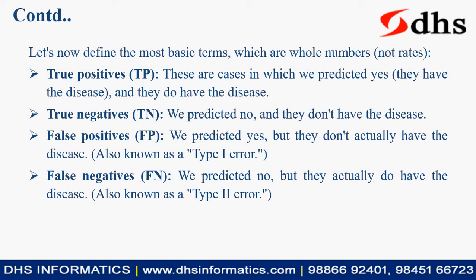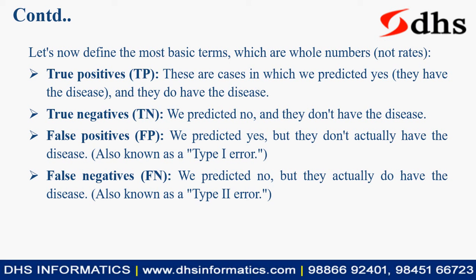True positive: these are cases in which we predicted yes and they do have the disease. That means they really are having COVID-19, and we are also telling them they are having COVID-19. That is a true positive. So that is clear. Next, true negative.